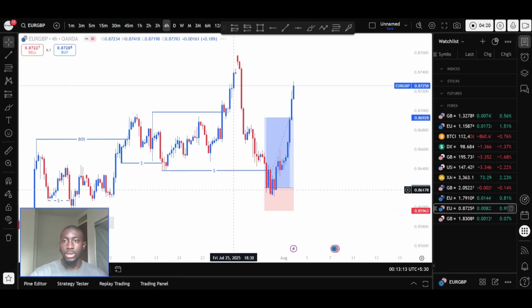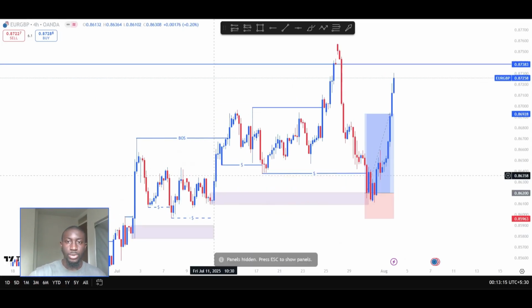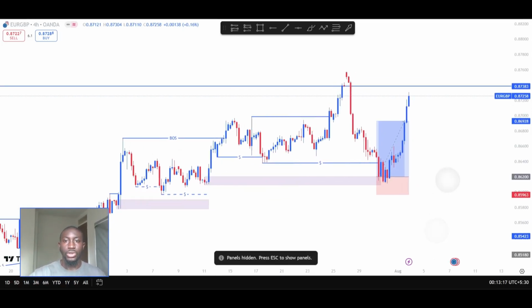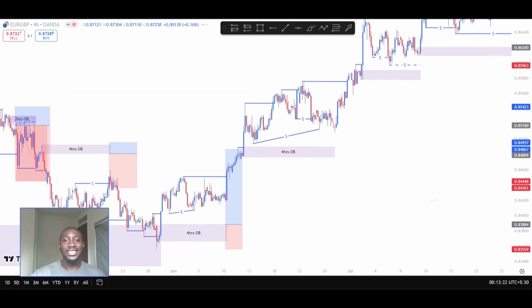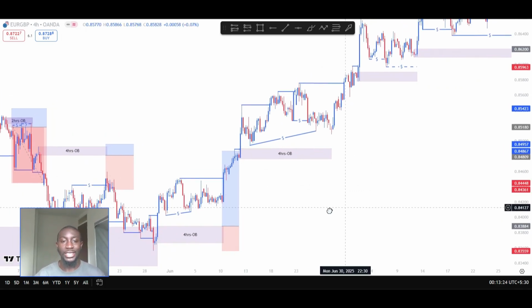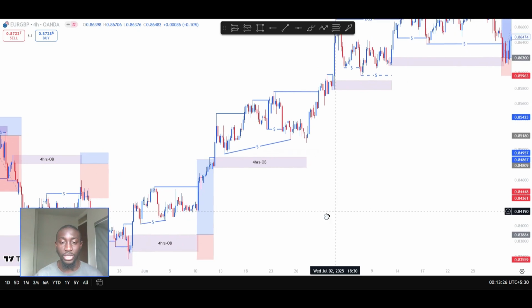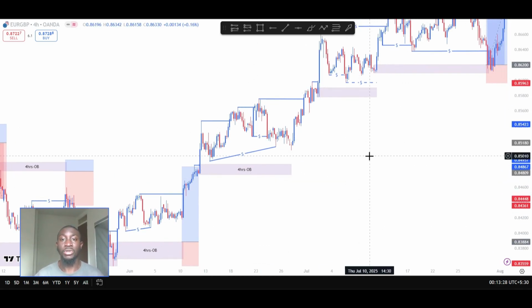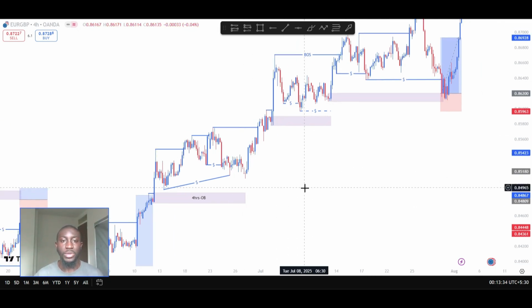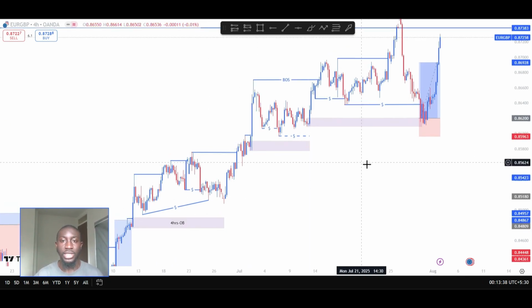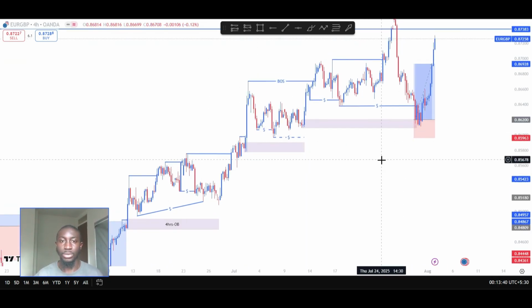Euro GBP. This one is beautiful. I don't know if some of you saw a particular video that I posted on my YouTube channel recently, where I said I've been missing entries. If you have been following me very well, you must have seen that video. I said on the Euro GBP, I've been missing entries. The price is not pulling back to my POI. But this one I caught because I waited patiently.